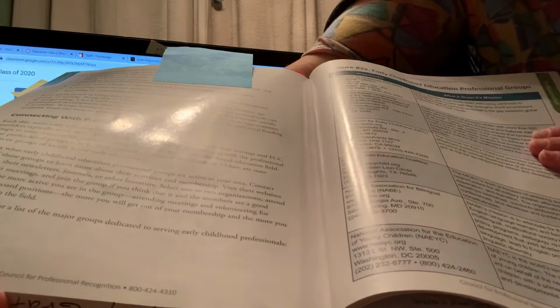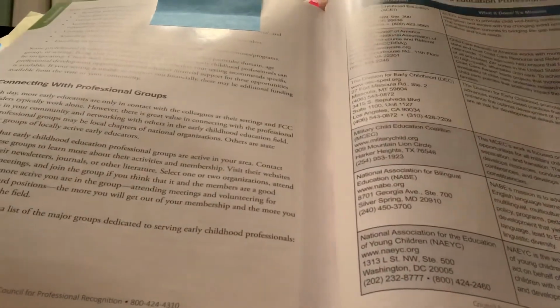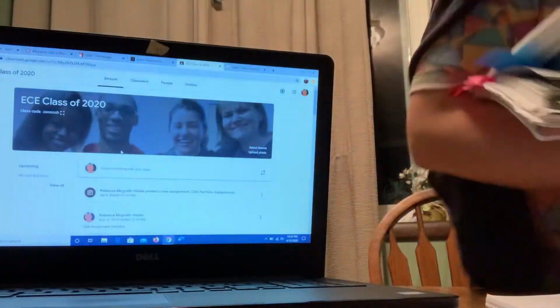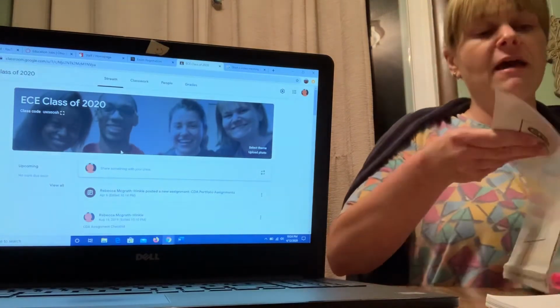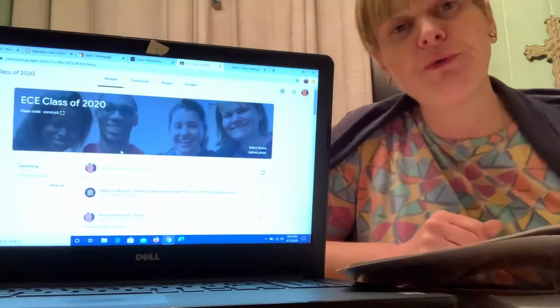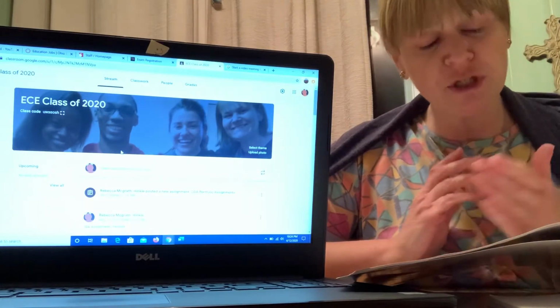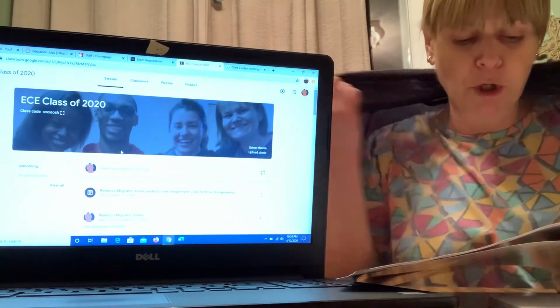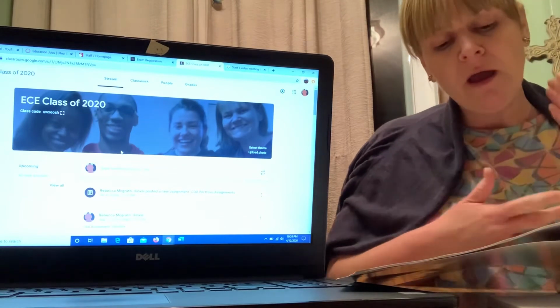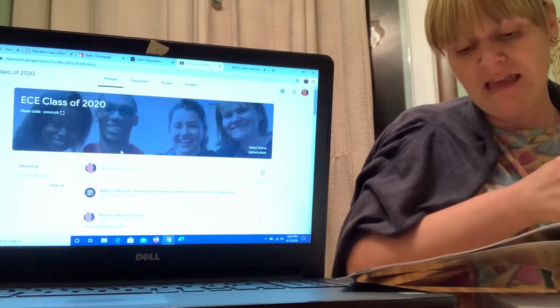I also have this page. I scanned page 525 and 526 and put them in the Google Classroom. These have lists of associations that you can pick from. They include the National Association for the Education of Young Children, which is something that you guys learn as part of your word wall words. So the national would be NAEYC.